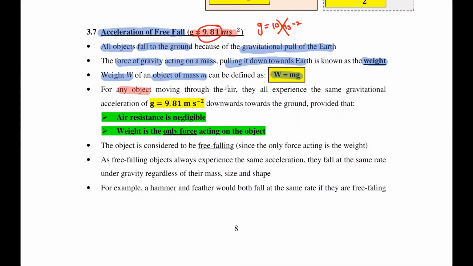For any object that moves through the air, they will all experience the same gravitational acceleration of g equals 9.81 meters per second squared downwards towards the ground, provided that air resistance is negligible and weight is the only force acting on the object. In such cases, the object is considered to be free-falling, since the only force acting is the weight. As free-falling objects always experience the same gravitational acceleration, they will always fall at the same rate under gravity, regardless of their mass, size, and shape. For example, a hammer and a feather will both fall down at the same rate if they are free-falling.